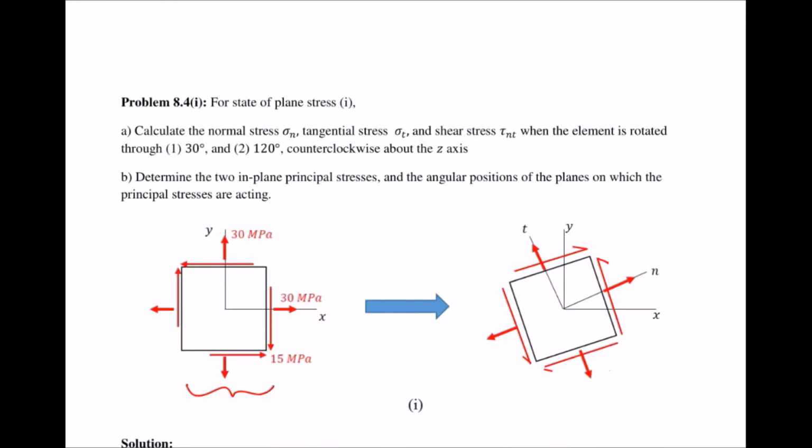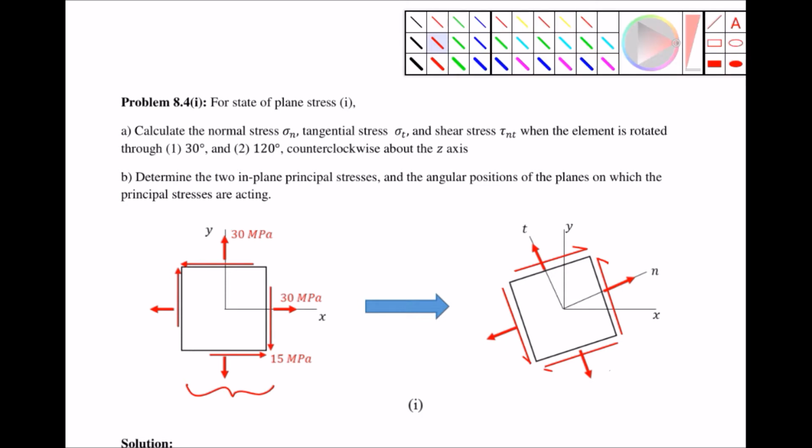In this problem, we are given a stress element aligned with the x and y axis in figure 1. In part A of the problem, we are asked to find the state of stress sigma n, sigma t, and tau nt when the stress element in 1 is rotated by an angle theta. Let's look at the case when theta equals 30 degree.